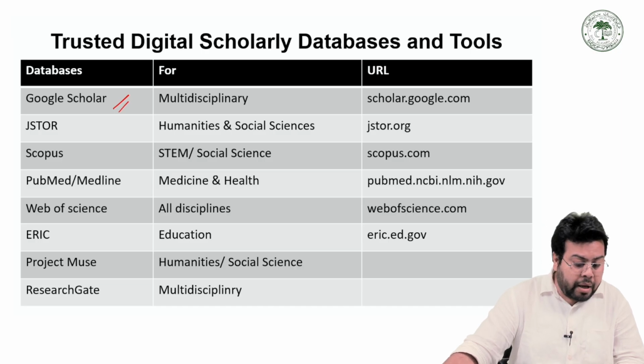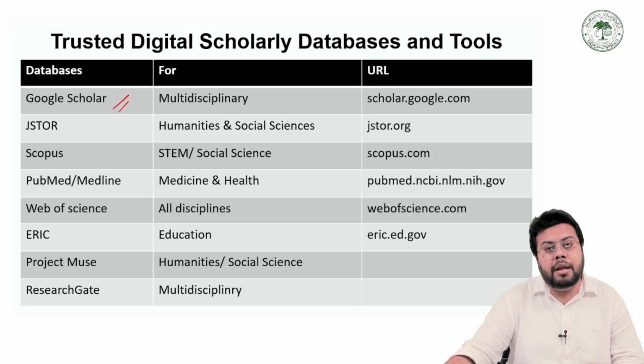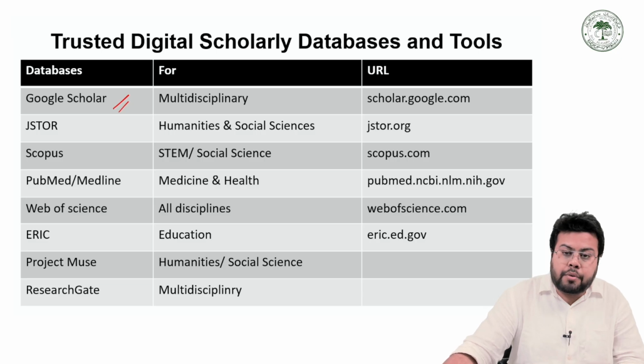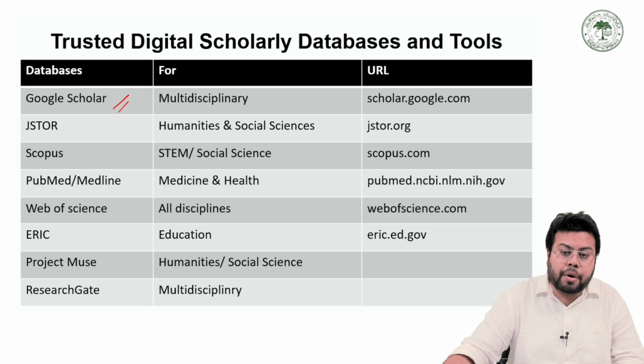Last but not the least, we have ResearchGate, which is multidisciplinary, and it is simply a professional networking platform for researchers and scientists. It allows users to share publications, follow other researchers, ask and answer research questions, and discover scholarly work. It is generally used for academic networking.